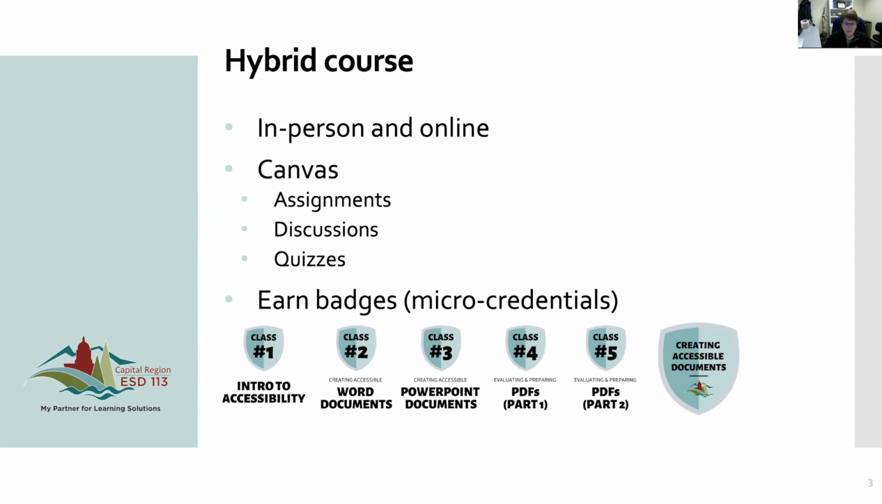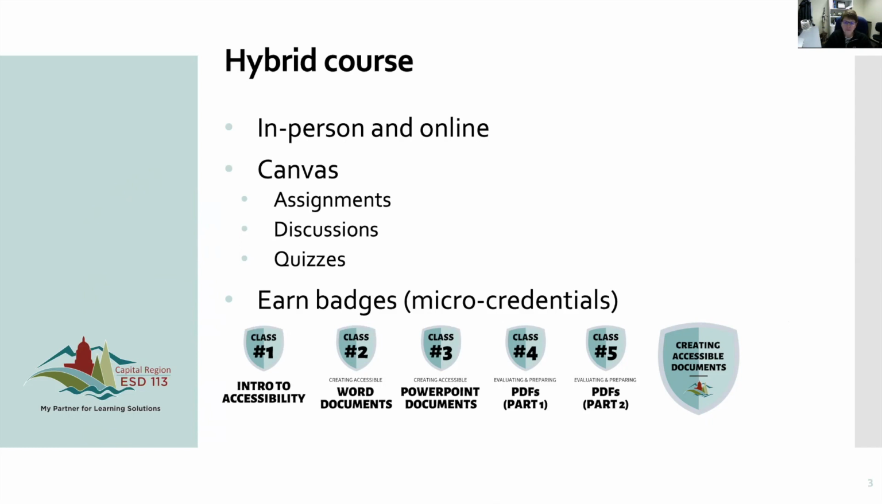There'll also be a Canvas course, which you should have gotten an invitation to, and that will be where you do assignments, discussions, and quizzes. When you complete each module of this course, you'll earn a badge or a micro-credential, which you'll be able to accumulate. And when you've done the whole course, you'll get this last one, which is the Creating Accessible Documents badge. That's the coveted one.